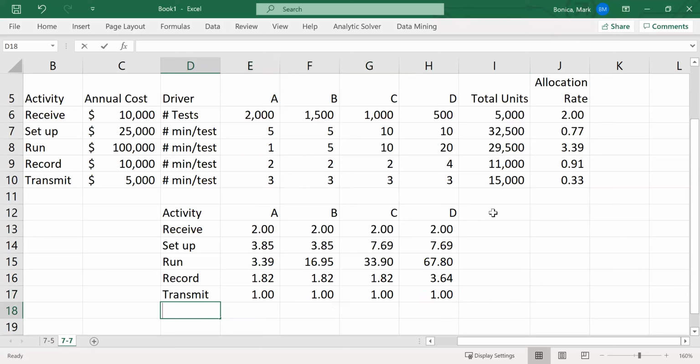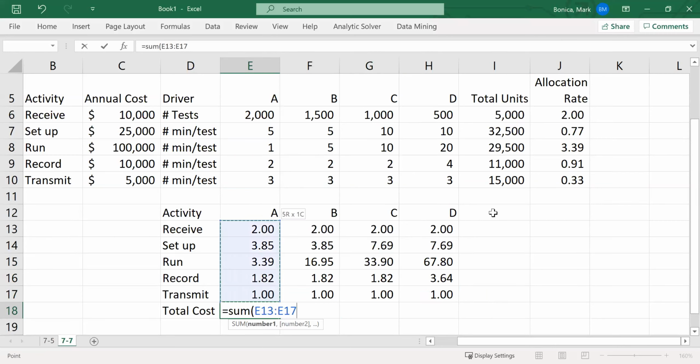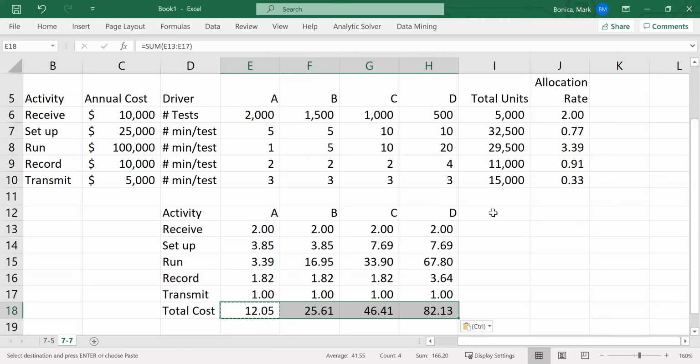Okay, so total cost is just the sum of the column, right? So I'm going to add these up to figure out how much it costs to do test A. Well, test A costs $12.05. And I'll just copy that across. So these numbers now are the sums of each of the columns. So it costs $12.05 to do A, $25.61 to do B, $46.41 to do C, and $82.13 to do D.